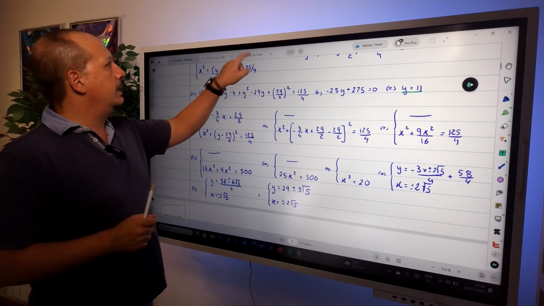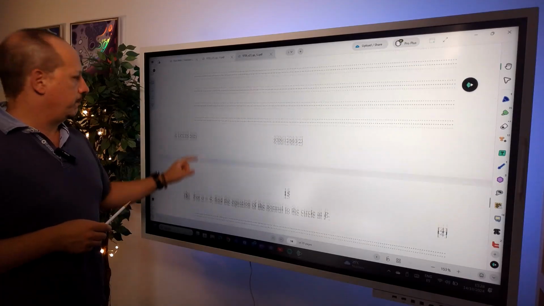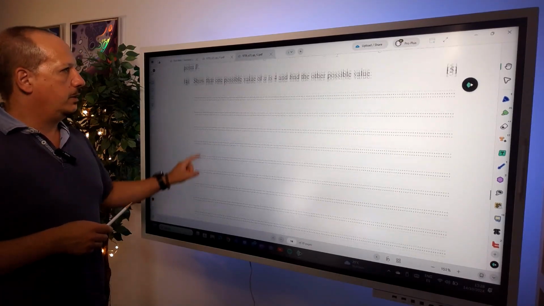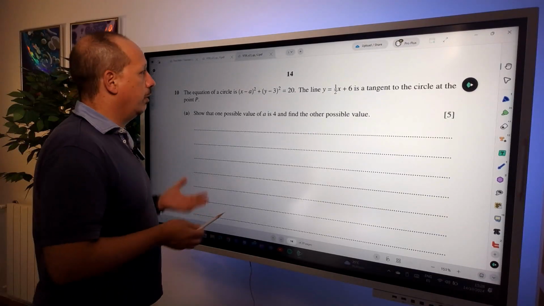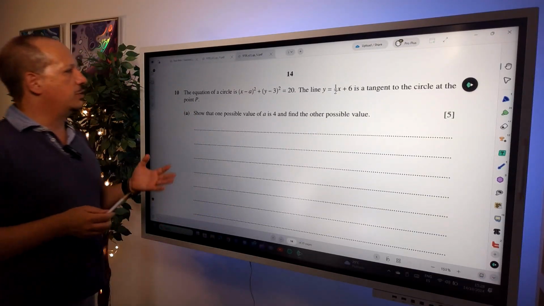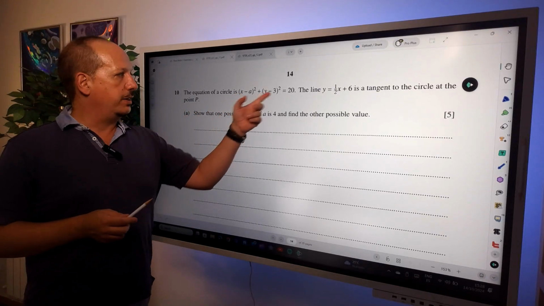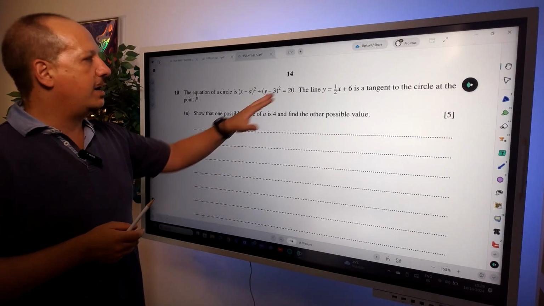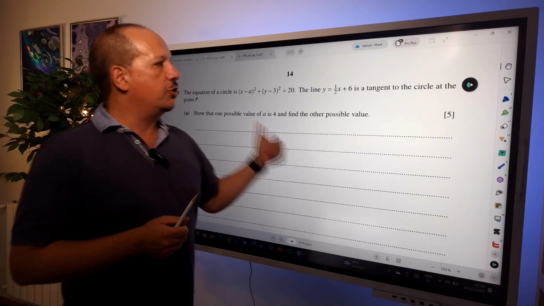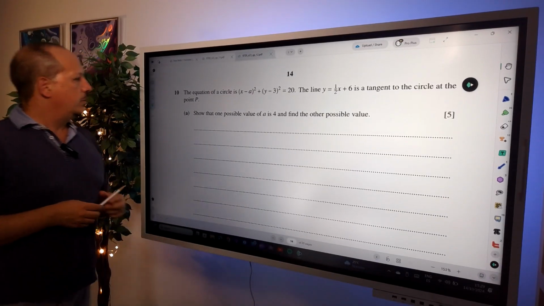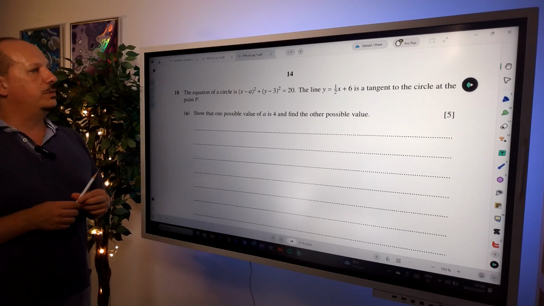The next one is the one that requires the idea of the discriminant, and I'll let you know where it is going to be needed. You don't have any drawing, you just have the information that the equation of a circle is x minus a squared plus y minus 3 squared equals 20. This is a circle, and then you have a straight line with equation fully provided, that is a tangent to the circle at point P. Show that one possible value of a is 4 and find the other possible value.